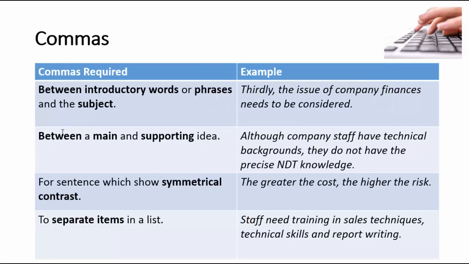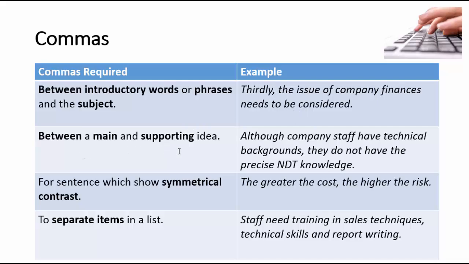Let's talk about commas. They are required between introductory words or phrases and the subject. So in this example sentence we have thirdly, which is a little introductory word. It's signposting the language. So thirdly, comma, the issue of company finances needs to be considered. So we must have it there.